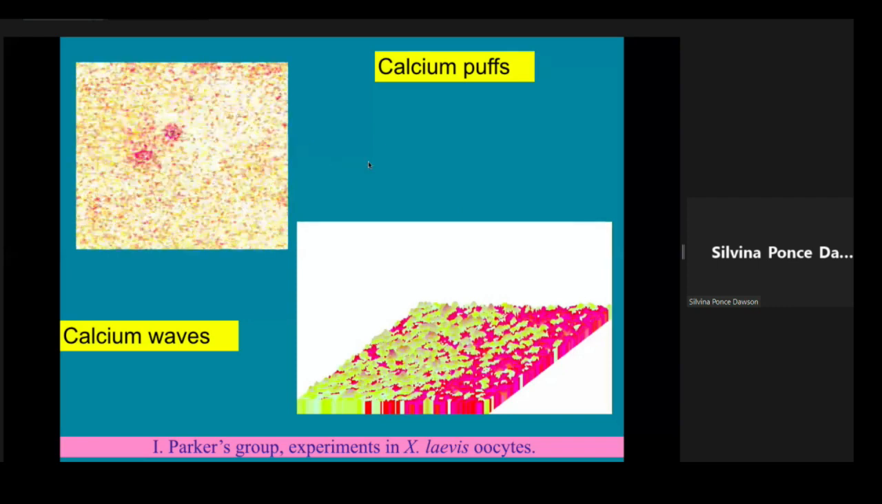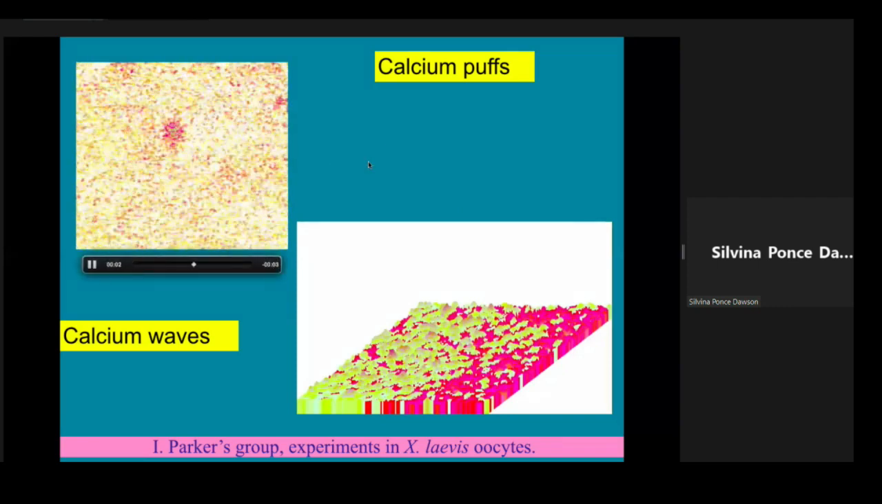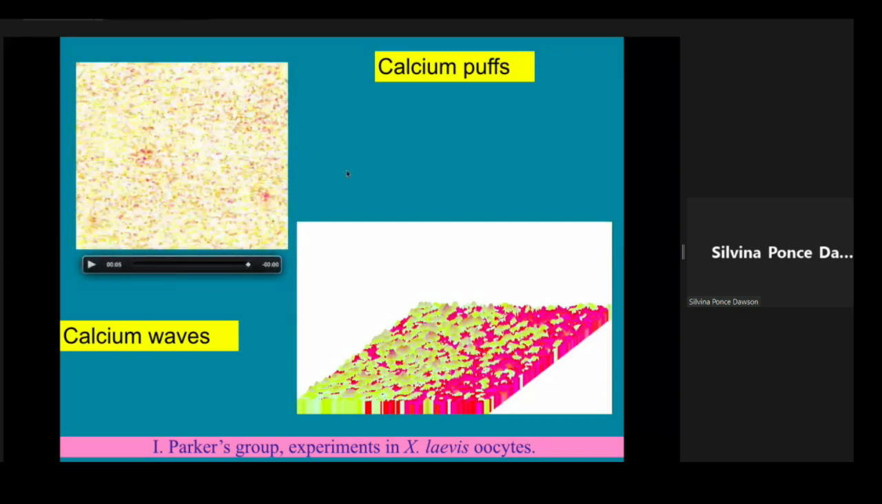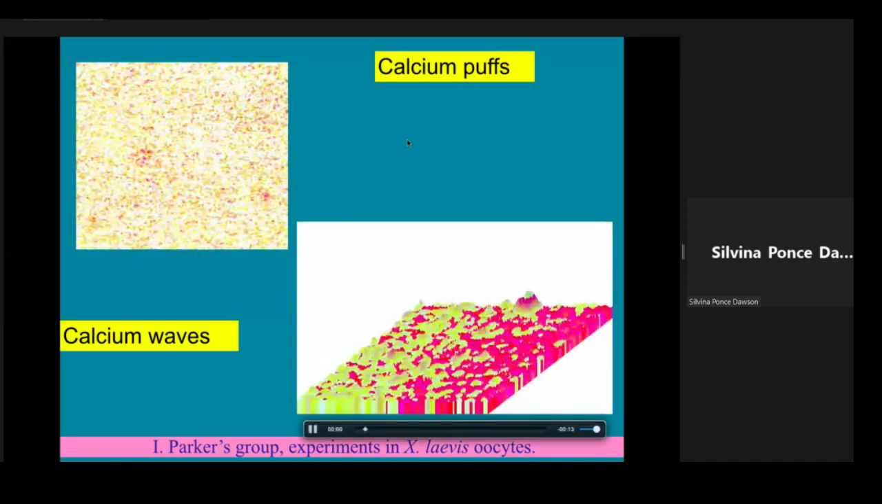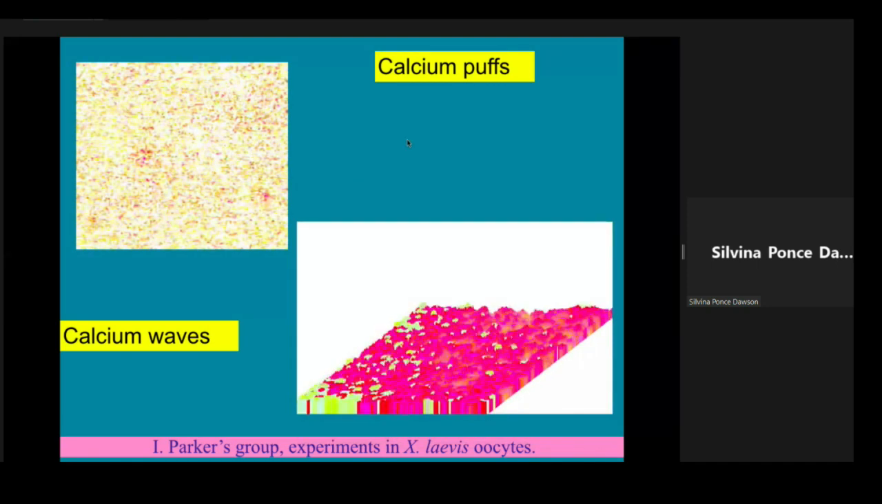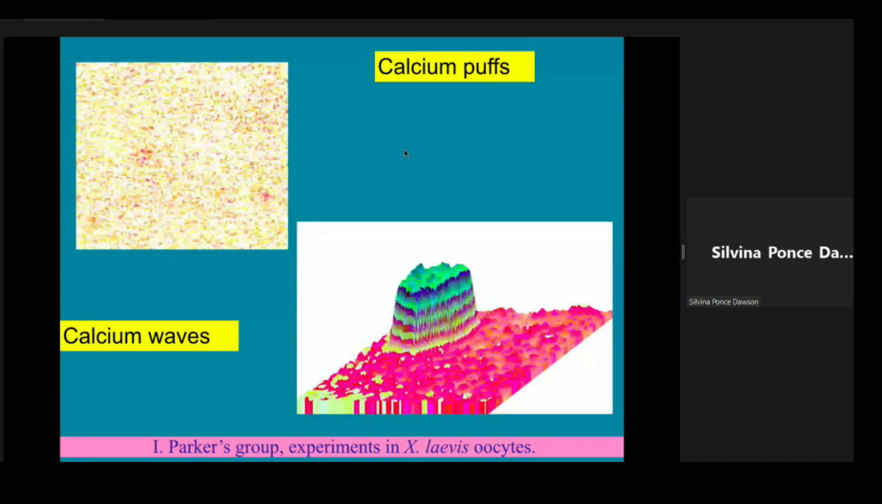This image is from Ian Parker's group, with this kind of fireworks. This is a two-dimensional image in an oocyte, and those fireworks are localized sites of calcium release. They are called calcium puffs, like the sparks in ryanodine receptors. Same thing, and suddenly you will see a wave that is able to propagate.